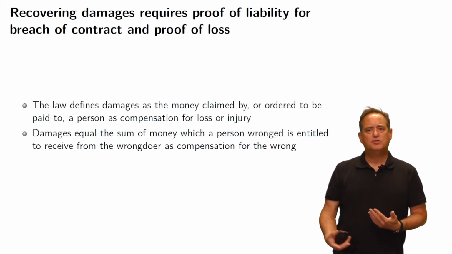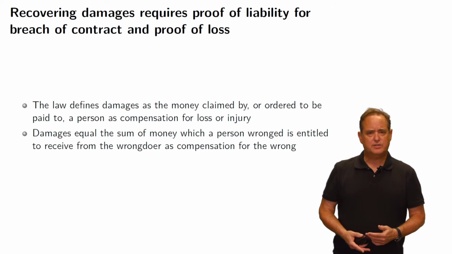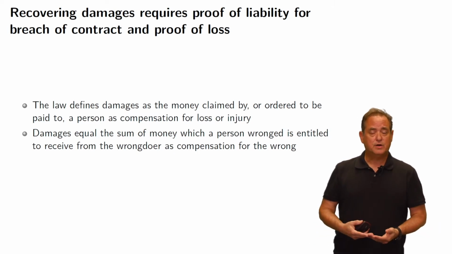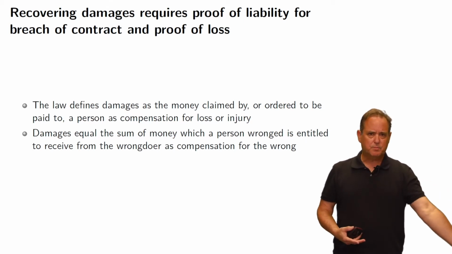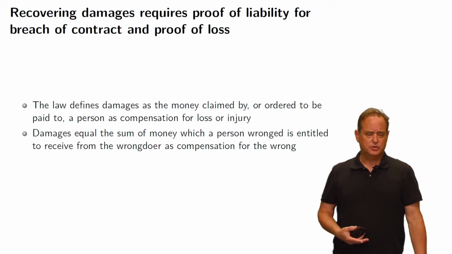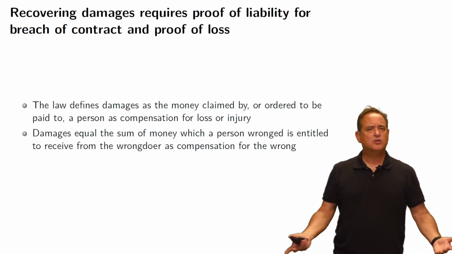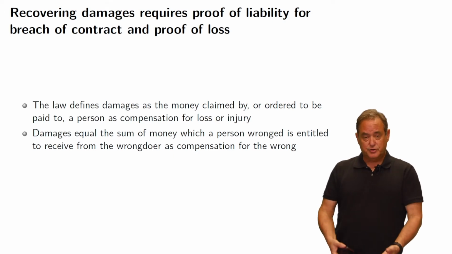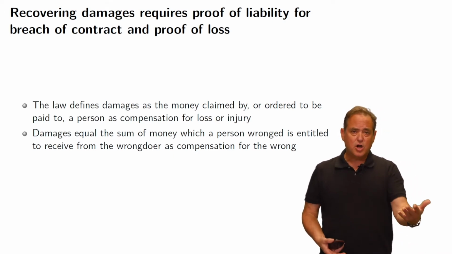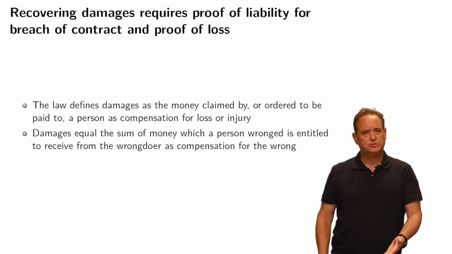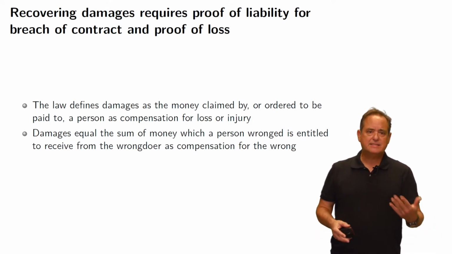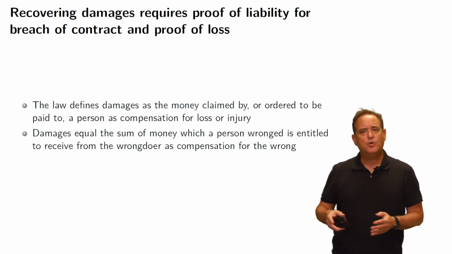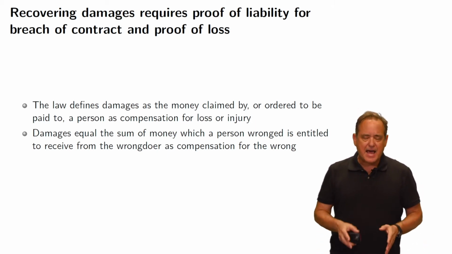So if I have a contract to sell you my computer for $500 and I fail to perform, I fail to sell you the computer, which means you've got to go out onto the market and buy a substitute good, a substitute computer, and maybe it costs you $700. My failure to do what I was obligated to do cost you $200. So that's damages. You're entitled to receive the $200 to make you whole. That's going to be adequate compensation.